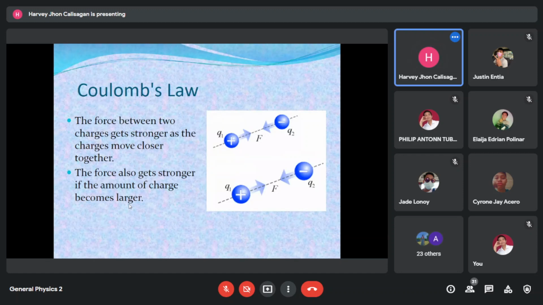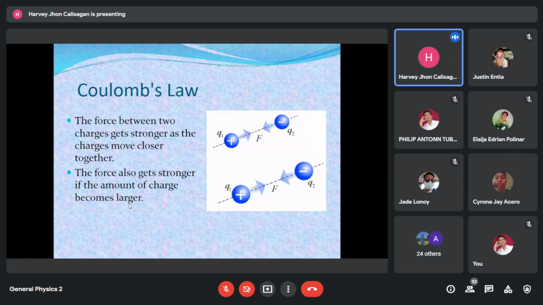The force between two charges gets stronger as the charges move closer together, and the force also gets stronger if the amount of charge becomes larger. So I want you to interpret the statement. Was the force inversely proportional or directly proportional to the charges? Directly or inverse? Directly, sir. Okay. It's directly proportional actually.